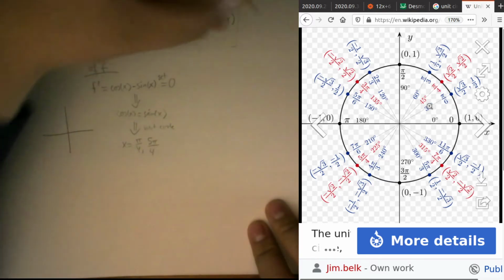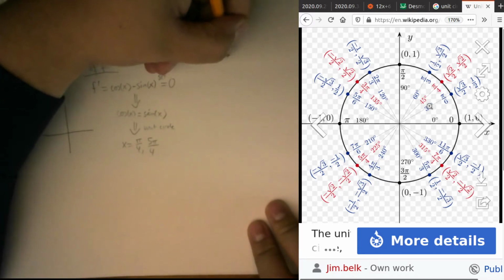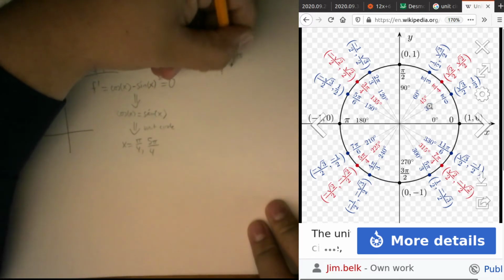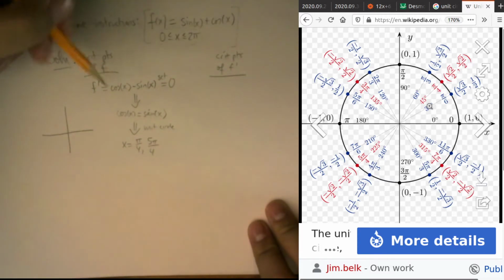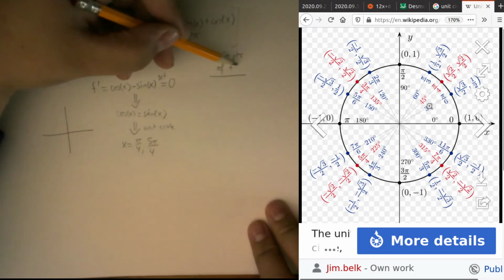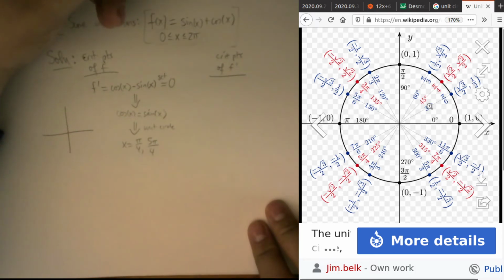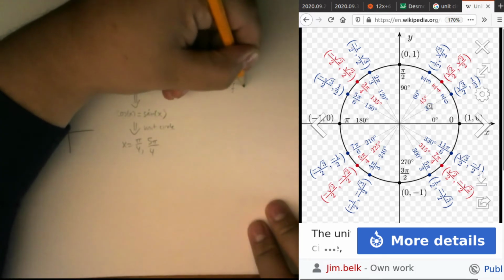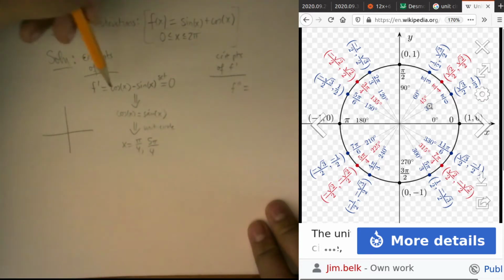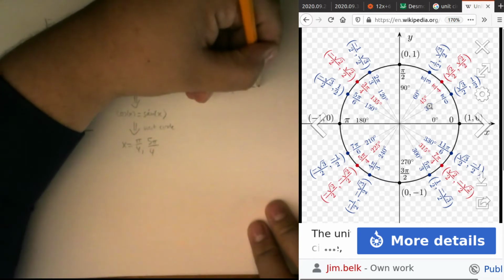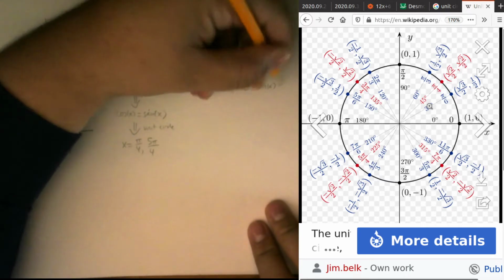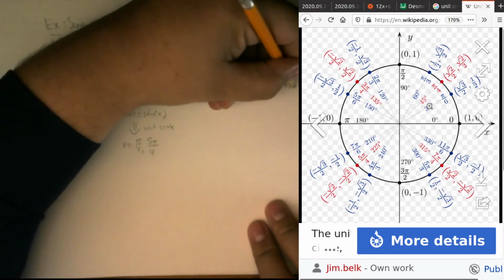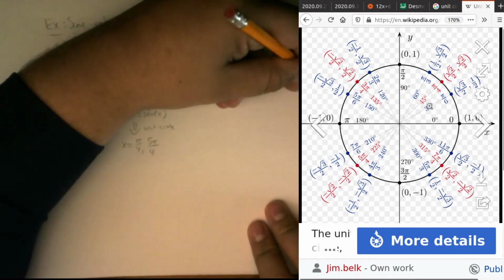Okay, so now let's find the critical points of f prime. Just like when I found the critical points of f, I had to take the derivative of f, when I find the critical points of f prime, I take the derivative of f prime, so I have to compute f double prime. Now the second derivative would be the derivative of this thing. That would give me minus sine x minus cosine x. And I'm going to set that equal to 0.